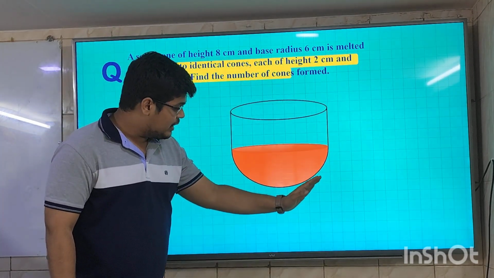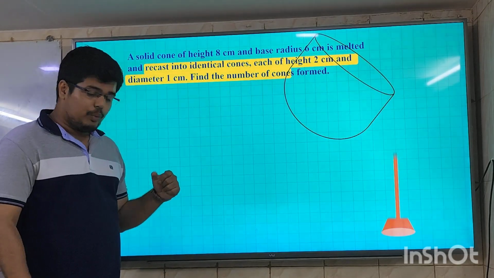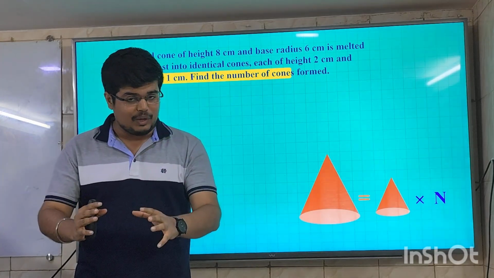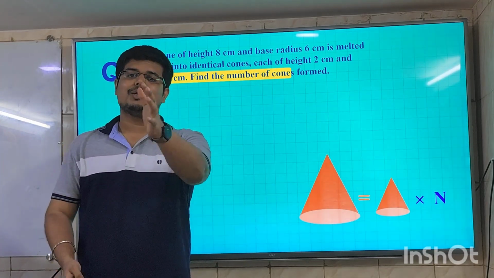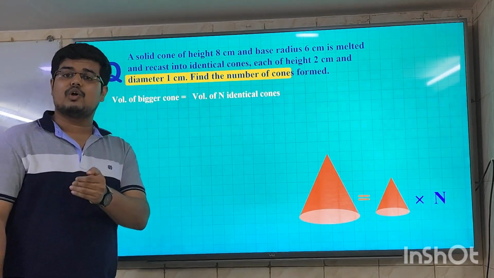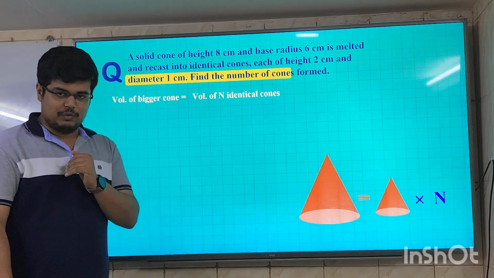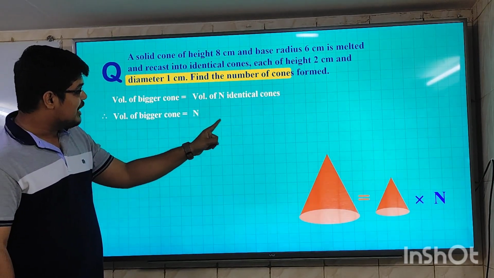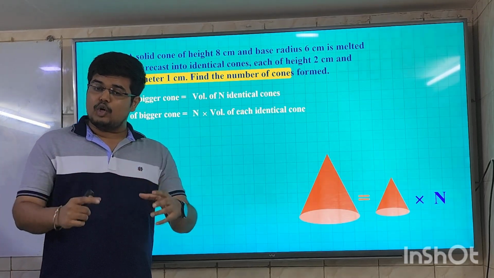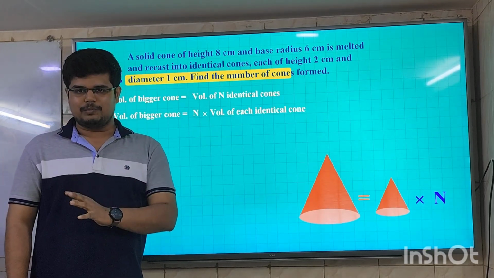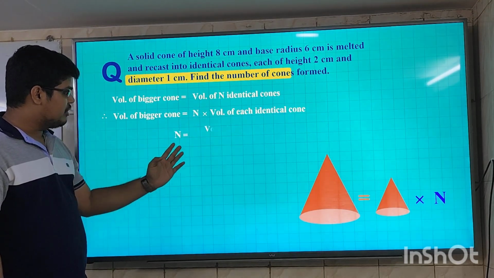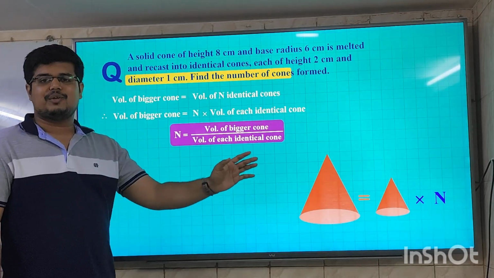Using this liquid, small identical cones are made. What you have to understand is that originally we started with a big cone and now we are forming small cones. So the volume of the big cone will be equal to the volume of all the small cones combined together. Let's call the number of cones capital N. The volume of the bigger cone is equal to N into the volume of one small cone. Do you understand, students? Because the cones are identical, each will have the same volume. So the total volume of all the N cones is N into the volume of one cone. So the number of cones N is the volume of the big cone divided by the volume of the small cone. Then you solve that equation and you get the value of N.